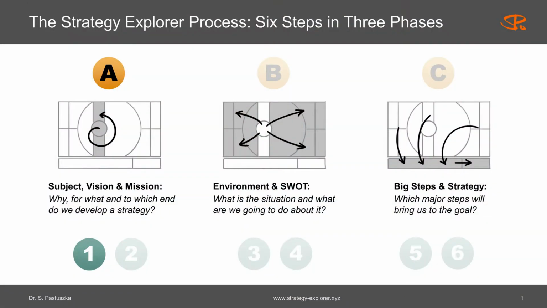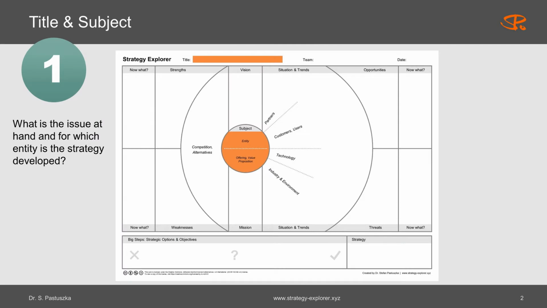Have fun! The Strategy Explorer process works in 3 phases and 6 steps. Phase A is about generating clarity about why, for what and to which end you are going to develop a strategy. Therefore, the first step consists in finding a title and defining the subject for the strategy development.